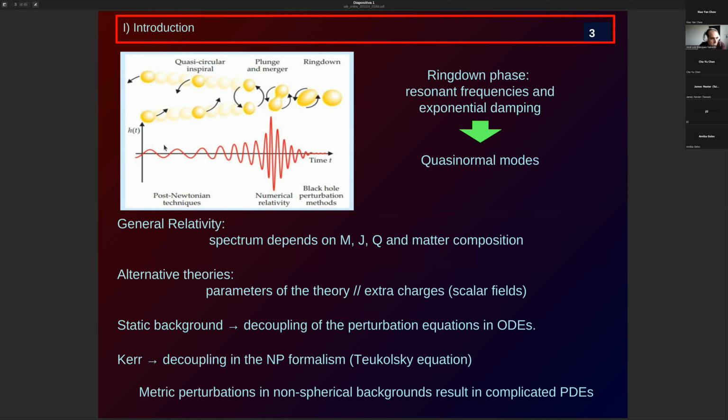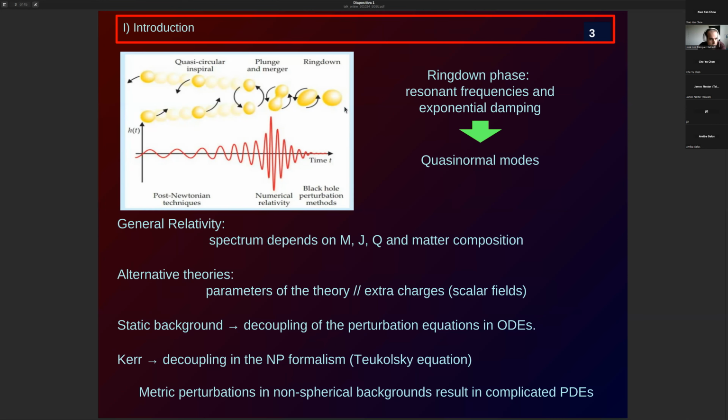The first phase is where the two objects, for example the two black holes, are spiraling together. Then a more complicated phase where the two black holes are merging, the horizons are merging. And then you have a third phase, the ringdown phase, where you have presumably a black hole out of equilibrium, which is radiating gravitational waves and relaxing to a stationary solution, which is presumably a rotating black hole.